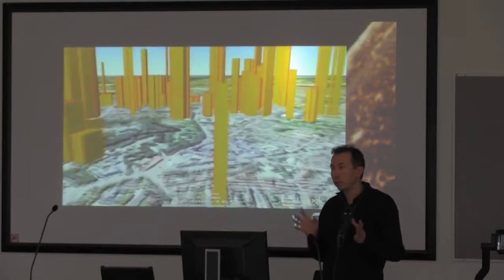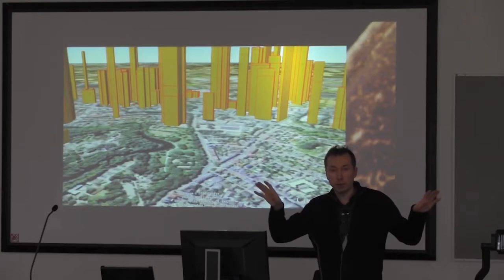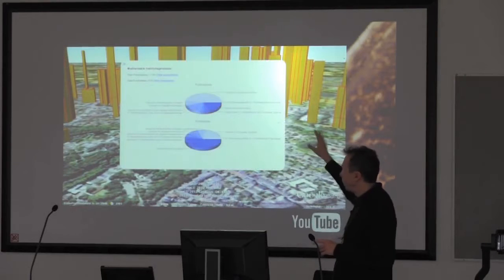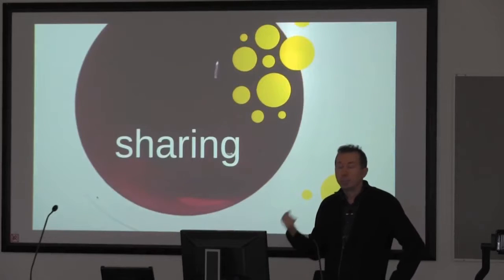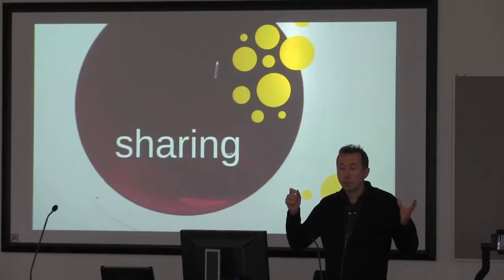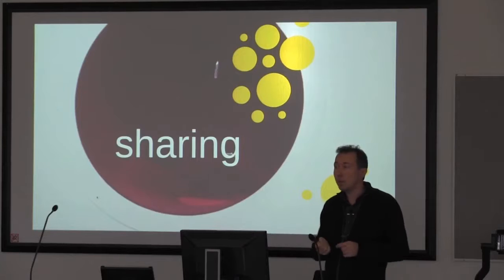And this is of course possible only when you have a lot of different kinds of data sets. You need links between people, you need links between buildings, you need to really combine all of these together and share all of these together, right?